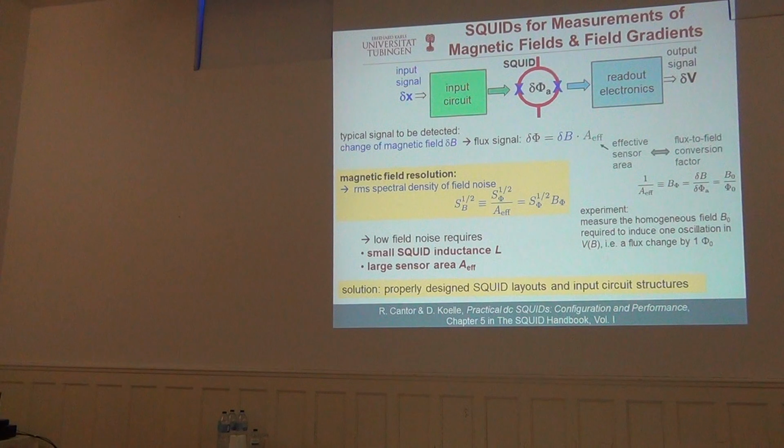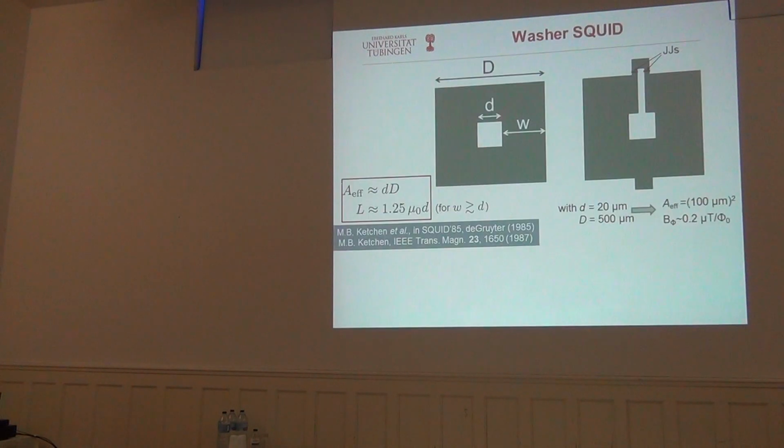And there are some solutions to that, some properly designed layouts in input circuit structures which have been developed mainly by Mark Ketchen at IBM in the 80s, where you start with such a kind of washer structure where you can easily calculate the effective area, which is just the size of the inner hole times the outer size of your washer. In practice, you have to cut a slit into the washer and place a junction somewhere to have a DC SQUID. And for plugging in some numbers, so typical washer sizes, let's say 0.5 millimeter, your hole is maybe 20 microns. You can calculate the effective area of 100 micron square, flux to field conversion factor of a fraction of a microtesla per phi naught.